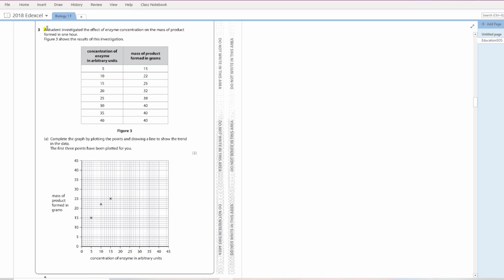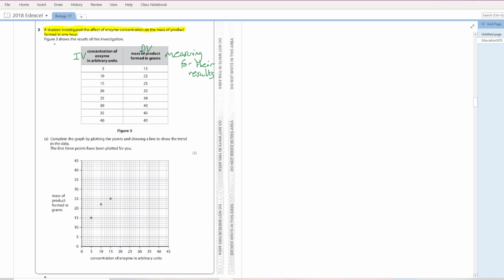It talks about a student. It says a student investigated the effect of enzyme concentration on the mass of the product formed in 1 hour. So obviously in this experiment, there's an enzyme, and they're changing the enzyme concentration, so this is the independent variable, this is what they're changing. And they're measuring the mass of the product formed. So that's the dependent variable. This is what they're changing, and this is what they are measuring for their results.